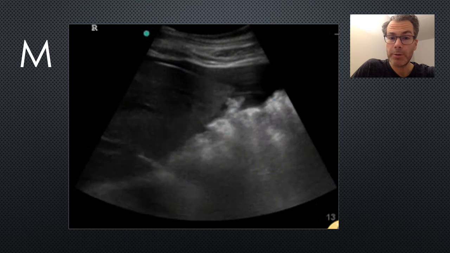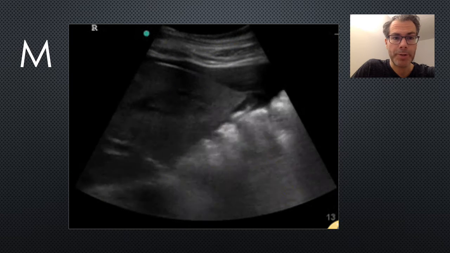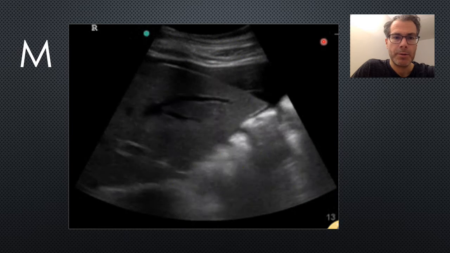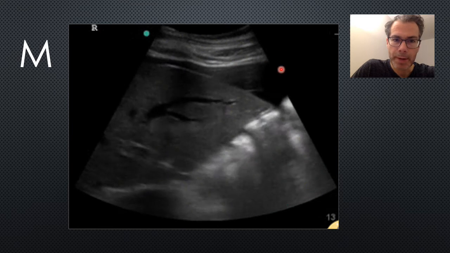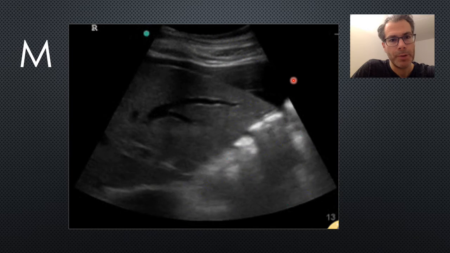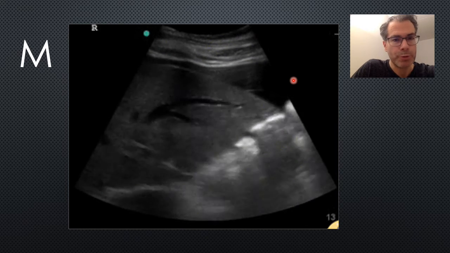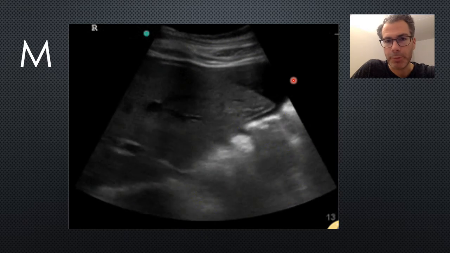So the third part of the HIMAP protocol is M for Morrison's pouch, but this really just means a FAST exam. So here we can see this black or anechoic area just around the tip of the liver here is free fluid. So in the context of trauma, this is most likely blood, but it could also be ascites or from a ruptured ectopic.